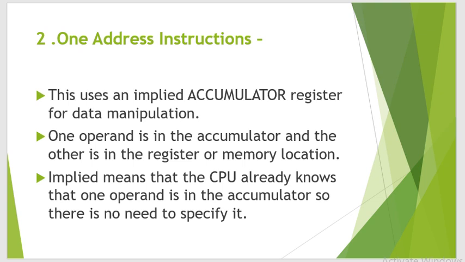After that, one address instructions. This uses an implied accumulator register for data manipulation. One operand is in the accumulator and the other is in a register or memory location. So the meaning is the operand field occupies the accumulator register or some other registers or memory locations. Implied means that the CPU already knows that one operand is in the accumulator, so there is no need to specify it.